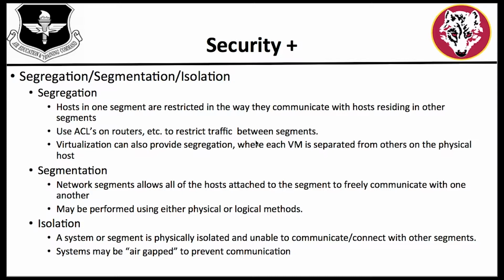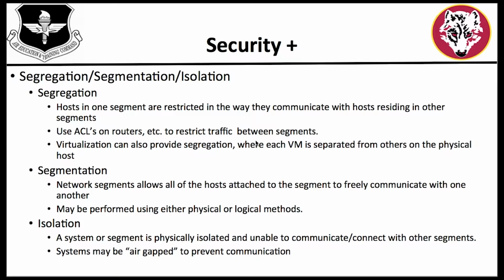Segregation is the concept of separating a system or group of systems from the rest of the computer population. This allows specific management controls to be applied without affecting the others. This is generally accomplished by using access control lists, and an example is using routers to restrict traffic between segments.